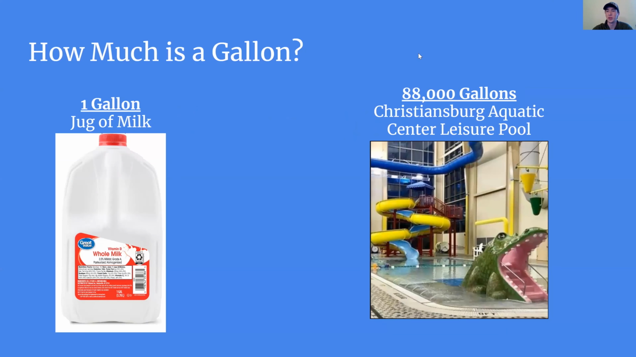All right, hi, how's everyone doing? So today we're going to be talking about virtual water, and we'll explain what that is in a minute. First, we have some background information for you. If you think 1 gallon is just a gallon of milk that you might have in your fridge, but then 88,000 gallons, if you've ever been to the Christiansburg Aquatic Center, their pool is 88,000 gallons.